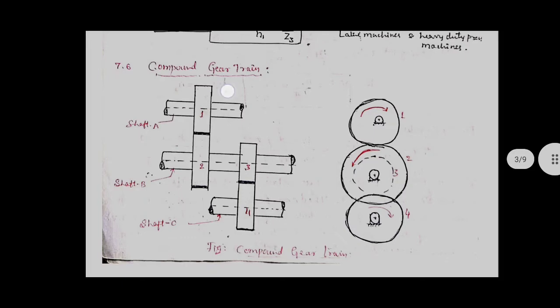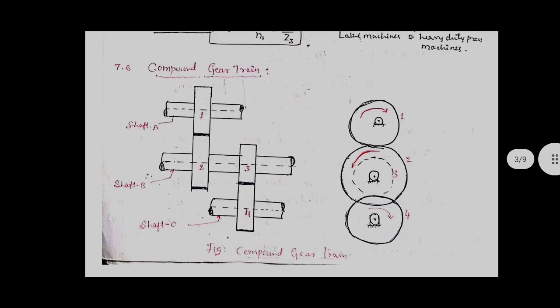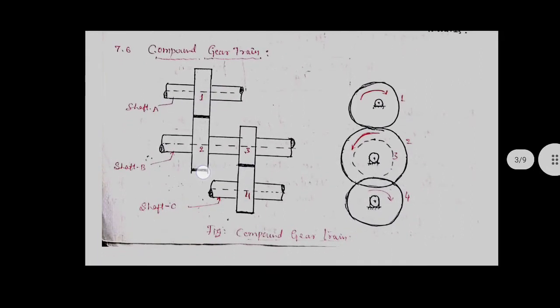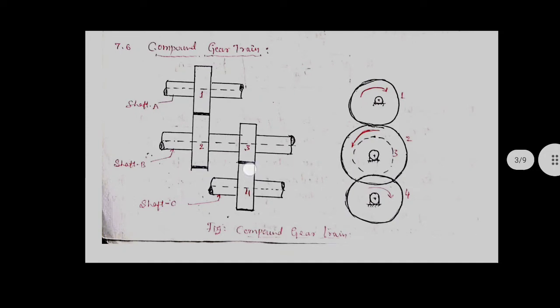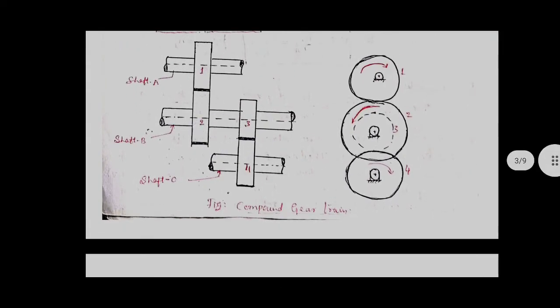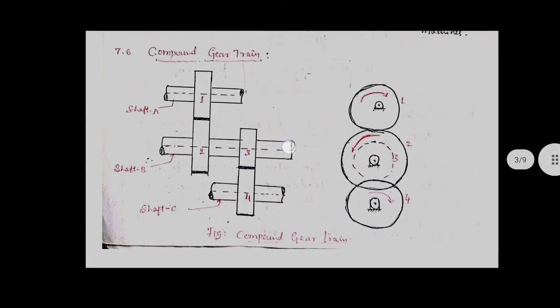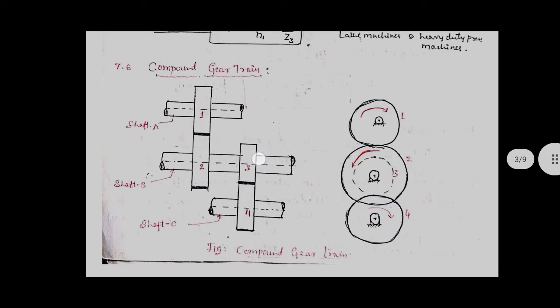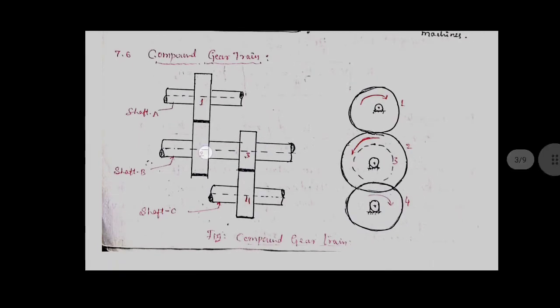Next, let us move on to compound gears. Here you can see shaft A has one gear, but shaft B has two gears, that is gear 2 and gear 3 are present on the same shaft. This is the same shaft which has two gears, 2 and 3. So this is called a compound gear. A single shaft consisting of more than one gear is called a compound gear.